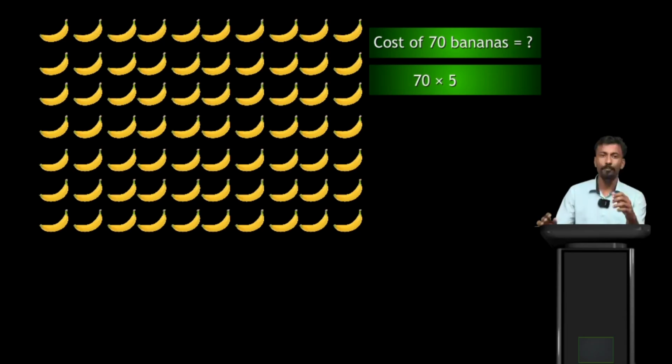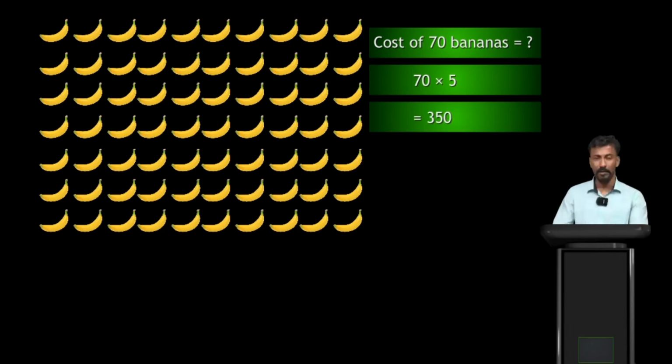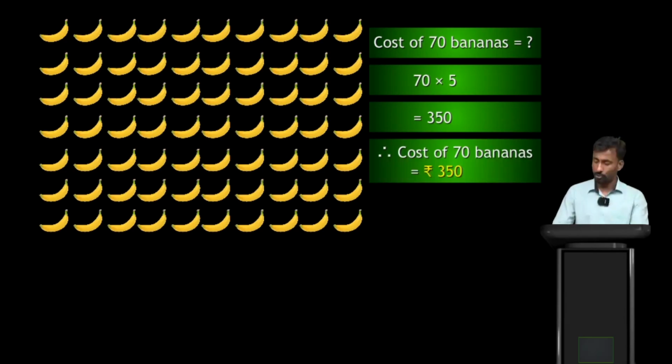Or we have to write 5 plus 5 plus 5 like that 70 times, or simply it can be expressed as 70 multiplied by 5 or 5 multiplied by 70, whatever you write. Clear? So 70 multiplied by 5, and the simple answer will be 350. So the total cost of 70 bananas will be rupees 350. That will be our answer.